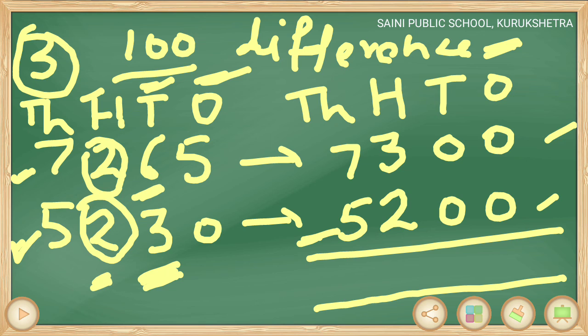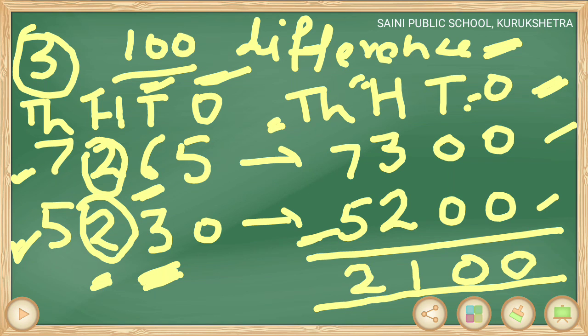So let us start doing subtraction place wise. Start with the ones place, right side, 0 minus 0, 0. Now move to the tens place, again 0 minus 0, 0. Now the tens place is complete. Move to the hundreds place, 3 minus 2, 1. Now move to the thousands place, 7 minus 5, 2. So when we subtract these two numbers, we get 2100.